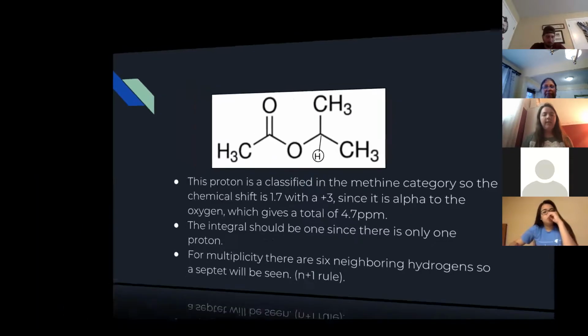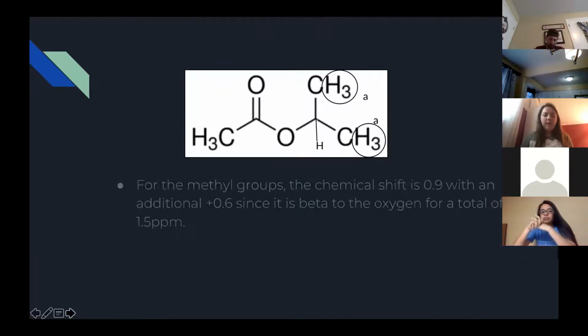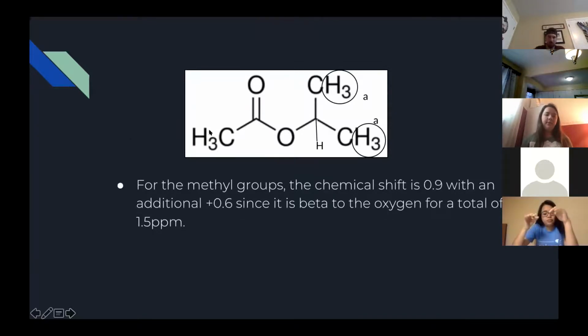And then the last one we have to do is the CH3 groups. Because they're equivalent, we can group them together and analyze them, because their signal is going to be together on the NMR spectrum graph that we're going to draw. For the methyl groups, it has a chemical shift of 0.9, just like this methyl group, but the only difference is that it is beta to the oxygen of the ester group. So remember, it doesn't add on the +3. It adds, I think it's 1/6 of the value? 1/5, close. So it's going to be adding 0.6 to that 0.9 to get a total of 1.5 ppm.